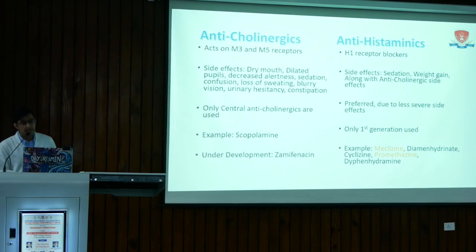Antihistaminics, which are H1 receptor blockers, are also used to treat vertigo. These side effects are sedation and weight gain, alongside all the aforementioned side effects of anticholinergic drugs. These drugs are, however, preferred over anticholinergics because they have less severe side effects. For the treatment of vertigo, only the first generation are used, such as meclizine, dimenhydrinate, cyclizine, promethazine, and diphenhydramine.